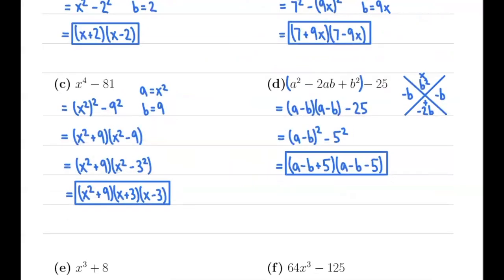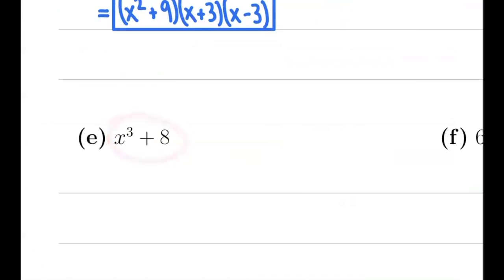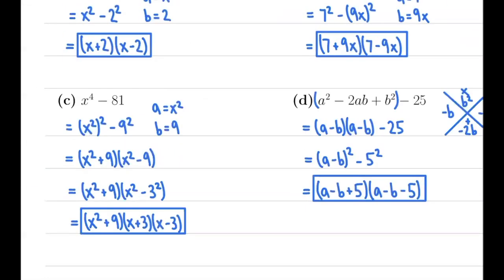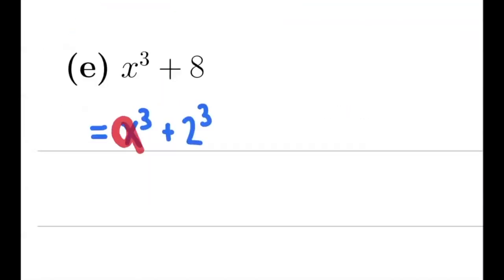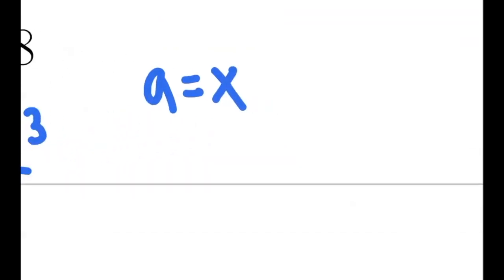All right, let's do part E. We have x cubed plus 8. What does this look like? Sum of cubes, because 8 is just 2 cubed. You can see that in my table here. The cube of 2 is just 8. So this is a cubed plus b cubed. So that means a in this case is x, and the b is the 2.